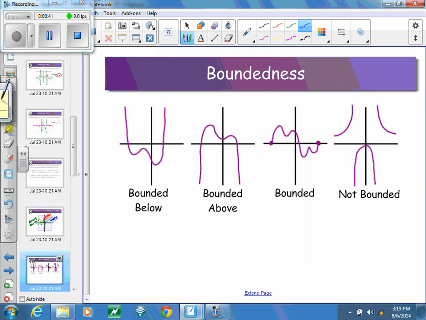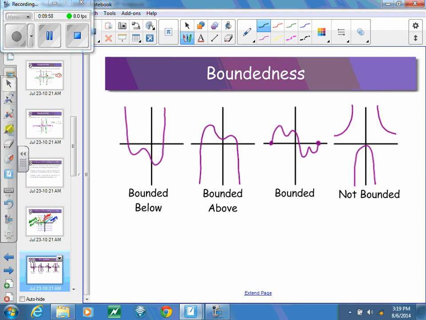Next, we're going to talk about when a graph has bounds, so whether it's bounded or not. If you look at these graphs, it might start to make sense. When a graph is bounded, all it's saying is that it has a minimum and it has a maximum.